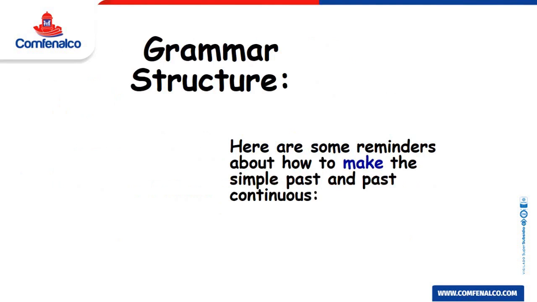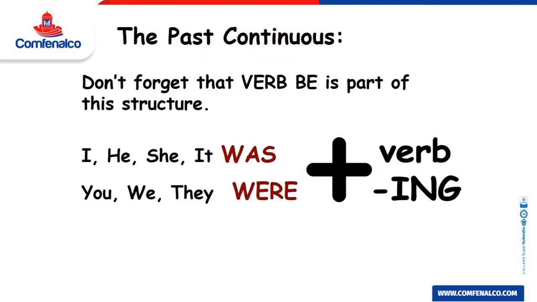Grammar structure. Here are some reminders about how to make the simple past and past continuous. Vamos a ver aquí en la parte estructural y vamos a recordar algunas cositas que tienen que ver con la estructura de estos dos tiempos verbales. Let's see first. Don't forget that the verb be is part of this structure for the past continuous. El verbo to be hace parte de la estructura del pasado continuo y no podemos obviarla. In this case, for the verb to be, we're going to use the past form of this verb. Vamos a utilizar la forma en pasado de estos verbos. Was and were, depending on the case.